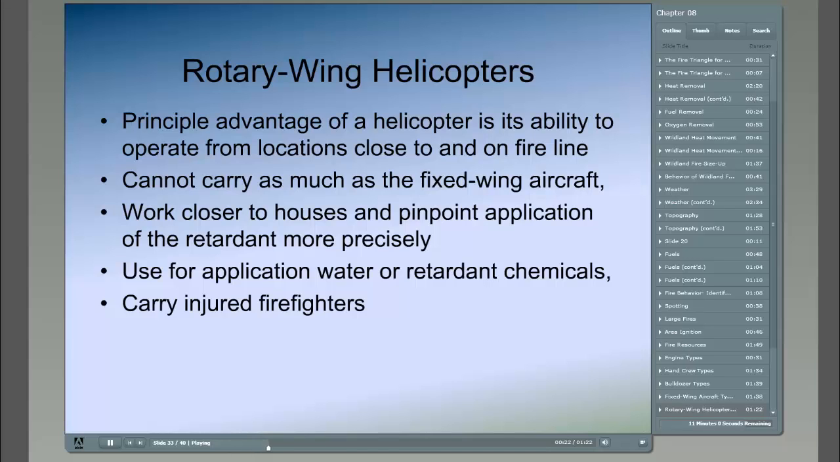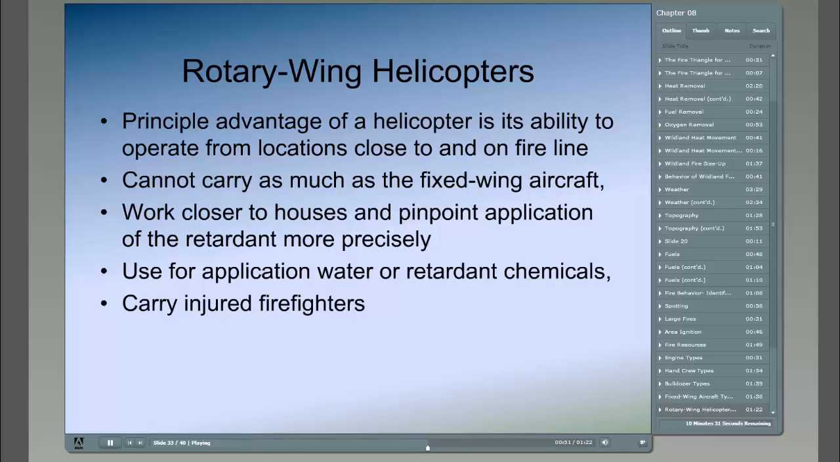Various attachments that are available also permit helicopters to perform certain jobs that would be difficult, if not impossible, by any other means. Rotary-wing aircraft cannot carry as much as fixed-wing aircraft, but they can work closer to houses and pinpoint the application of the retardant more precisely. Nevertheless, both fixed and rotary-wing aircraft are needed, as each unit fulfills an important but different fire protection function.